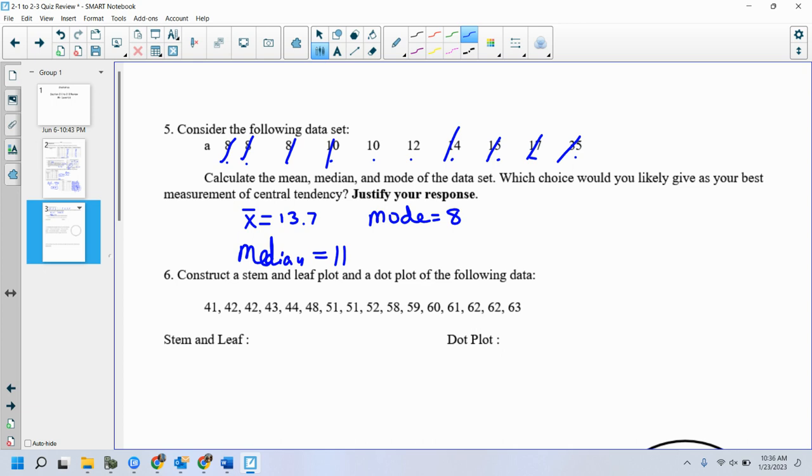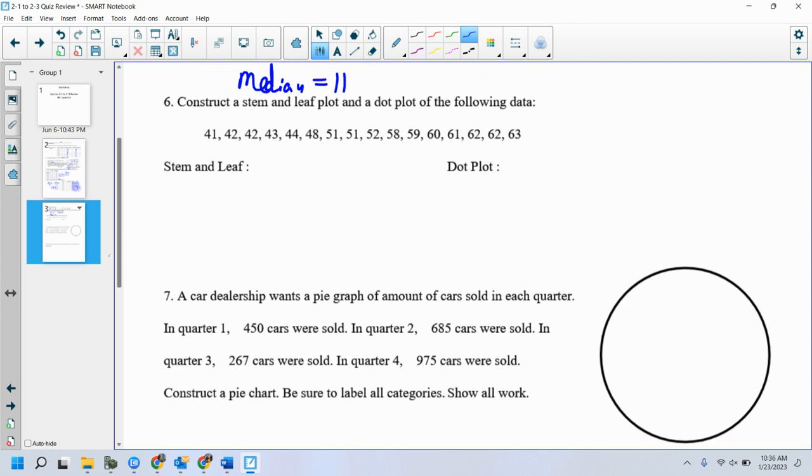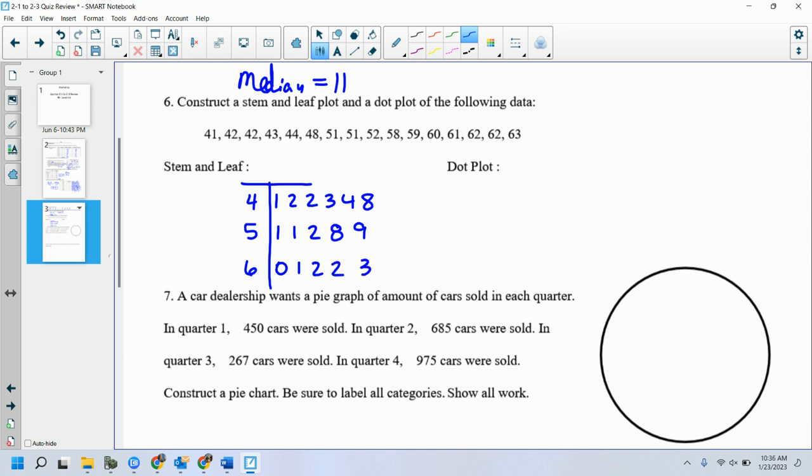All right, let's make a stem and leaf plot and then a dot plot, shall we? All right, stem and leaf plot. 4, looks like 4, 5, and 6. Okay, is this all in order? Sweet. How nice of you. 1, 2, 2, 3, 4, 8. 1, 1, 2, 8, 9. 0, 1, 2, 2, 3. Good. Make sure you add a key to it and say for line 1 means 41.